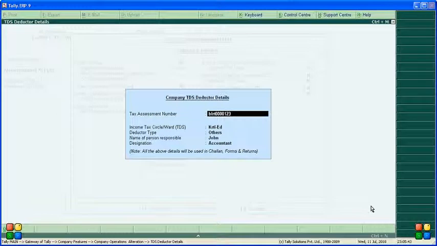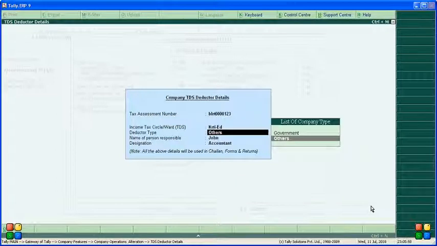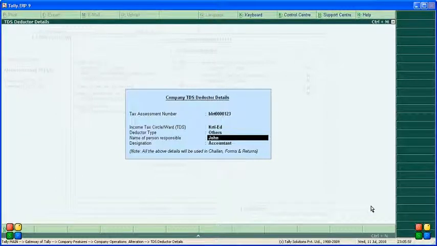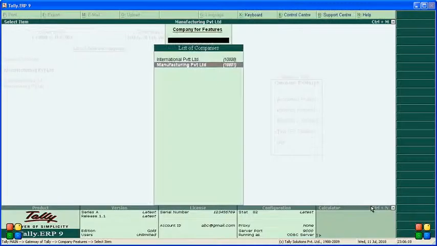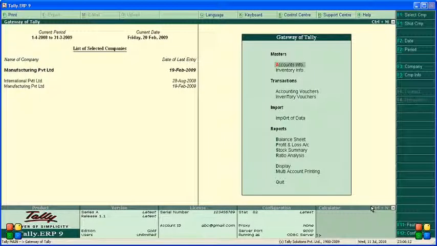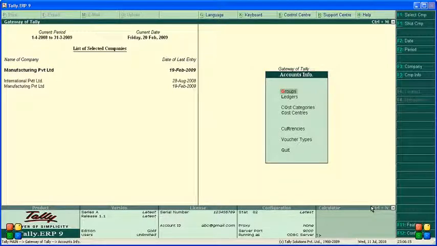Enter the following details, for example tax assessment number, income tax circle or ward number if you have. Deductor type: if it is government, then government, but this is a CA, a chartered accountant, that's why take others. Name of the person responsible is John, and he is the accountant of our company. Accept the details. If you have a TIN number or any other sales tax number, then enter these numbers. Now go to accounting info.